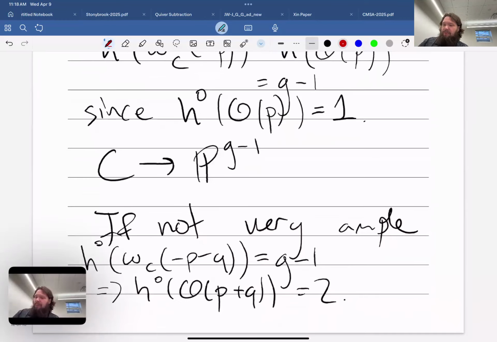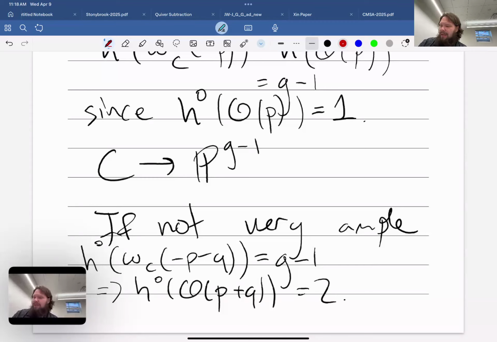So I get a map from the curve into P^(g-1). Now, it could be that my map is not very ample. The generic behavior is that this canonical bundle is actually very ample, and I get an embedding from this map. But there are cases where I don't. So in what cases would I not?